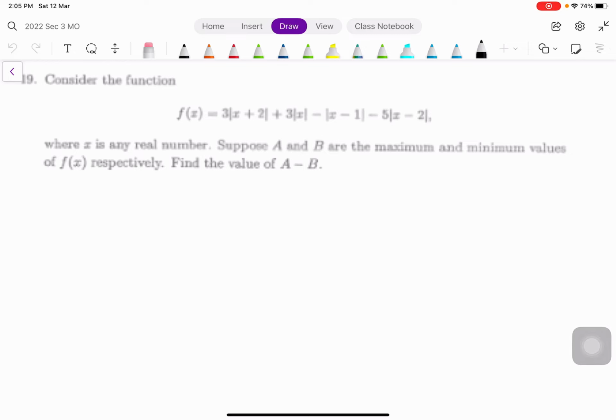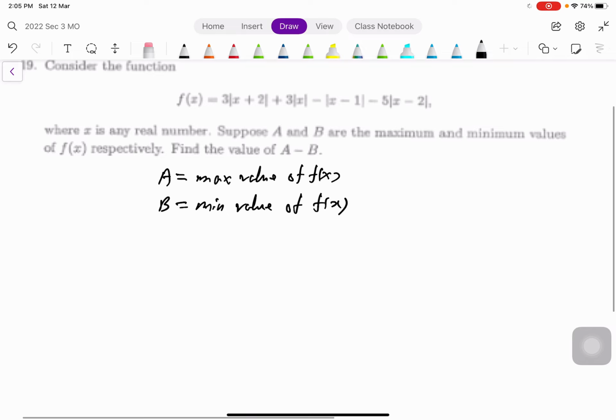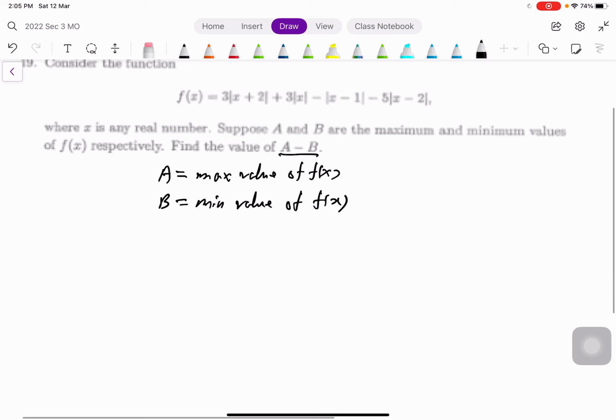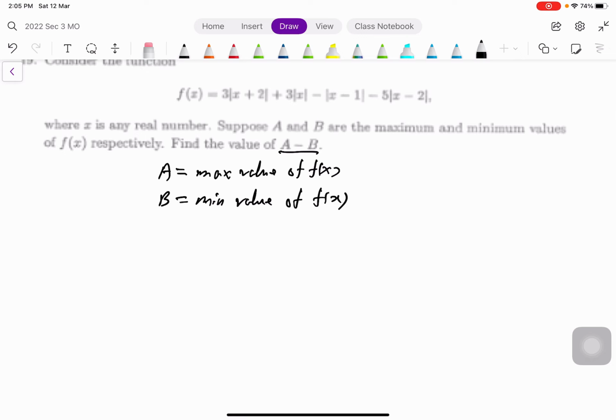Okay, for this question, class, let me just emphasize A is actually the maximum value of f(x), and then B is equal to the minimum value of f(x). Therefore take note of this, and you are asked to find the difference A minus B. Can you see that basically there are four absolute value functions here.